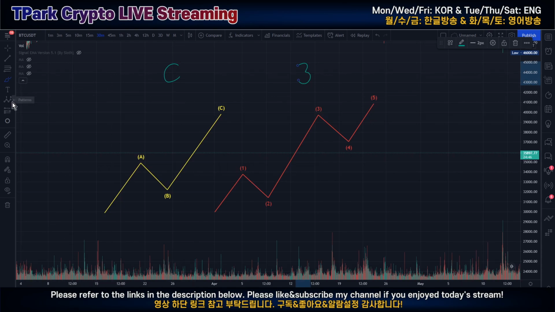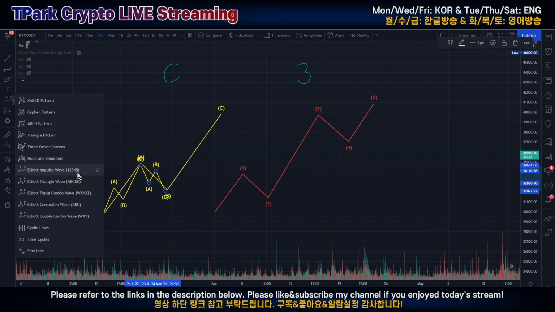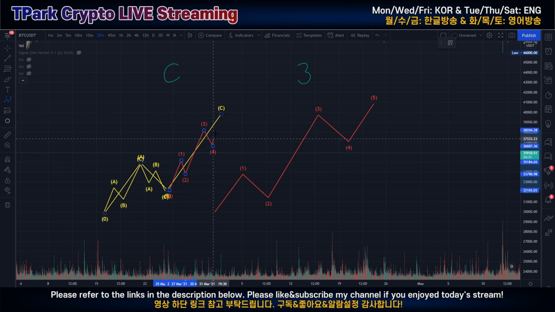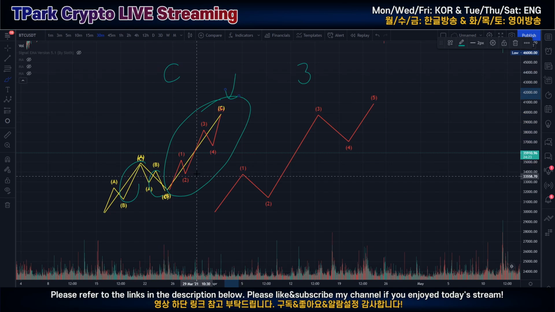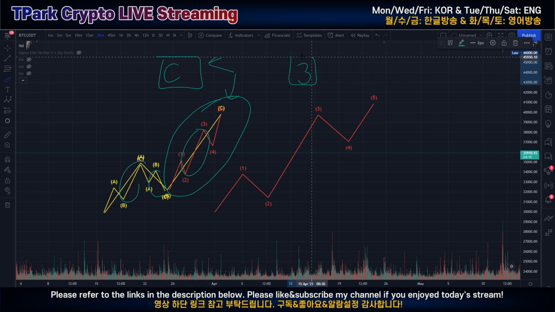No. Within ABC corrections, if it's a 3-3-5 flat, you will see ABC, and 1, 2, 3, 4, 5, right? 1, 2, 3, 4, and 5. So I will trade here, and also here, because this is considered C. C and C. Also, this is the third impulse, right? So there are many C waves in Elliott wave theory, and also a lot of third impulses when the impulse is going up or down.